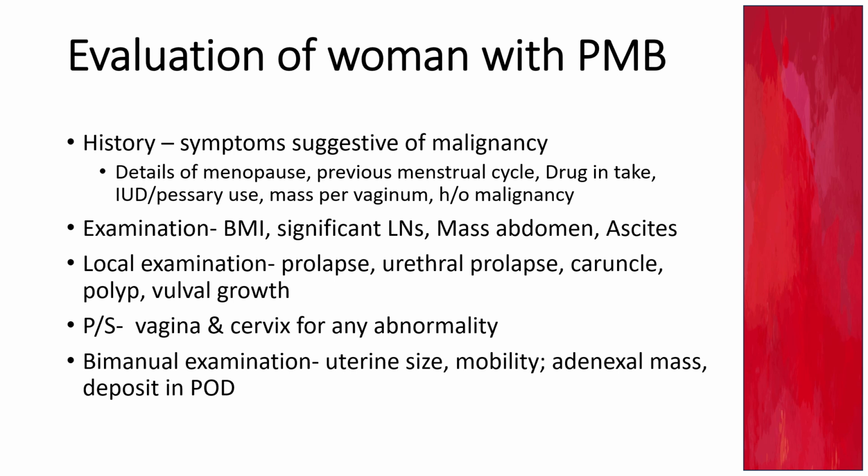Look at the cervix for any growth, ulcer, and the size of the cervix, and whether it is hard and indurated or not, which may suggest a carcinoma or malignancy of the cervix. By manual examination, look for the uterine size, mobility of the uterus, presence of an adnexal mass, and deposits in the pouch or ovaries.